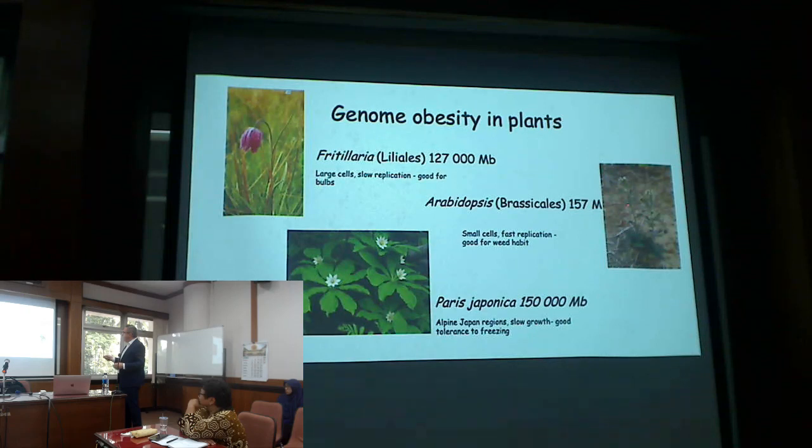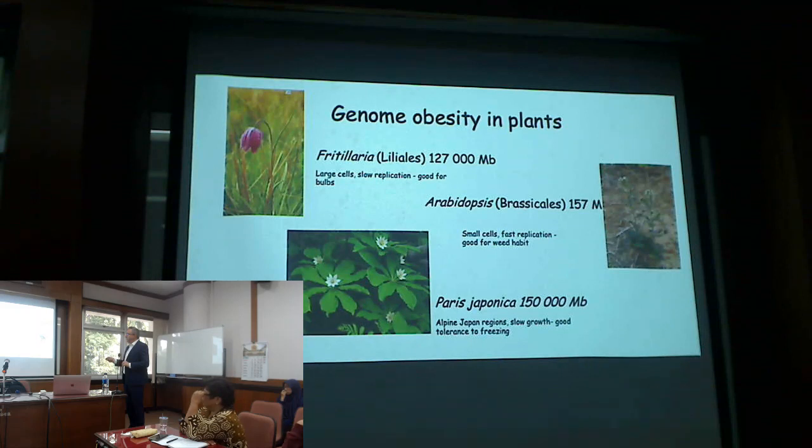If we look at one very small genome, like Arabidopsis, it has small cells, a fast reproduction, and it's very good for habits like weeds that spread everywhere. But if you find plants with really fat genomes, like Fritillaria, which grows in the alpine parts of Europe, or Paris, which grows in the alpine parts of Japan, these are huge. This is like 1,000 times an Arabidopsis genome. This is 500 times the human genome, so 5 times 40,000 genes. And all of these have very large cells.